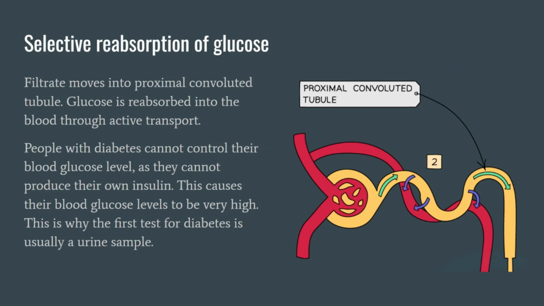People with diabetes cannot control their own blood glucose levels, as they cannot produce their own insulin. This causes their blood glucose levels to be very high. Not all of this glucose can be filtered out, and since the proximal convoluted tubule is the only place where glucose can be reabsorbed, it remains in the filtrate and ends up in the urine. This is why one of the first tests a doctor may do to check if someone is diabetic is to test their urine for the presence of glucose.